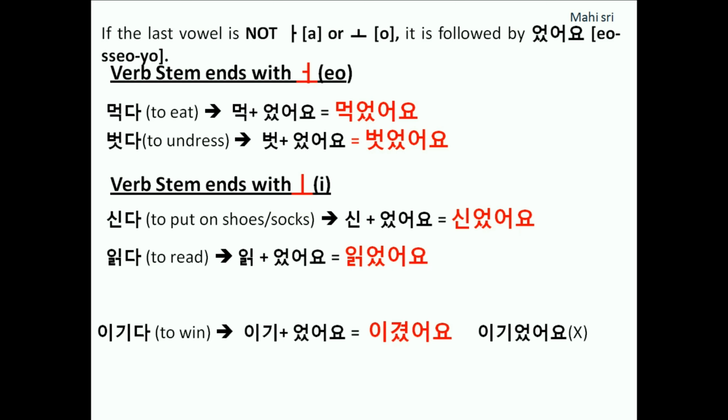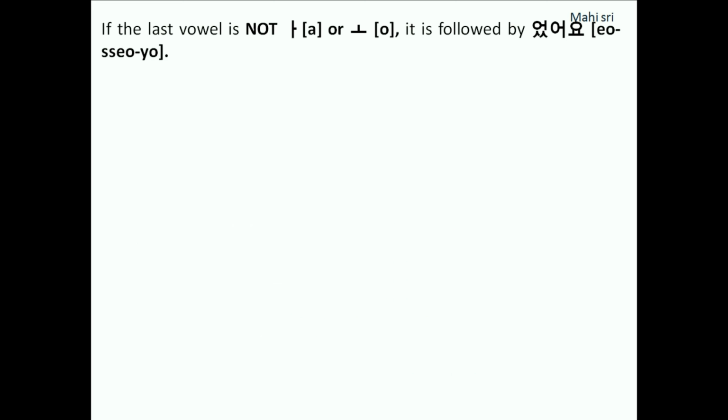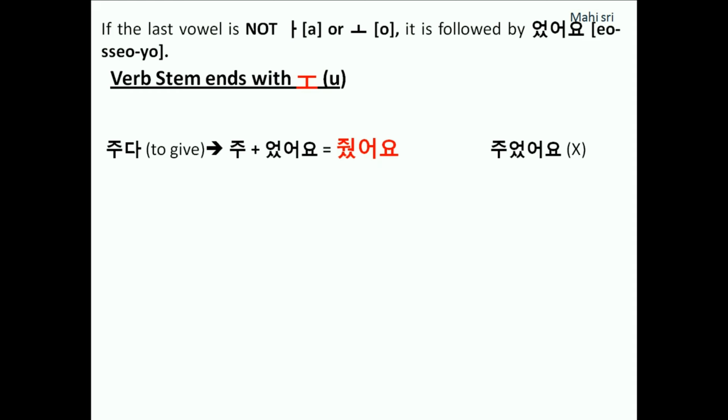Igida, to win. Igyosoyo. E plus o becomes yo, igyosoyo, right? Kidarida, to wait. Kidari plus osoyo. Ri plus o, ryo. Kidaryosoyo. Then verb stem ending with u, it is chuda, to give. Chu plus osoyo becomes chwosoyo. U plus o becomes wo, chwo, right? Chwosoyo.